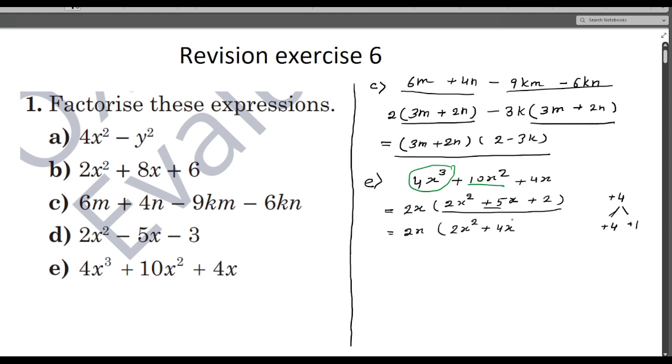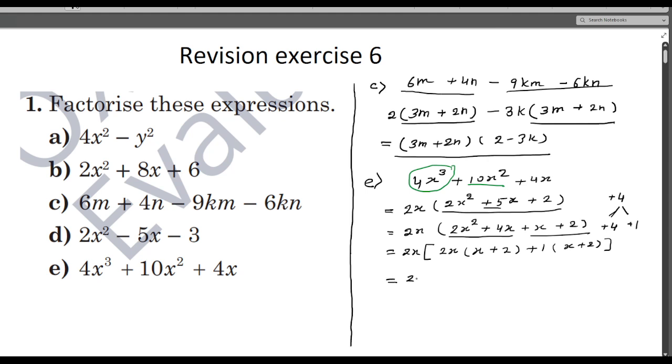So 2x square plus 4x plus x plus 2. Now I write this 2x as it is, and from 2x square plus 4x we can take 2x common. Once we take 2x common, the remaining part is x plus 2, and here it is x plus 2 only, so I write plus 1, and this is x plus 2.